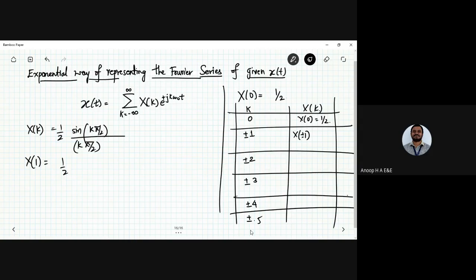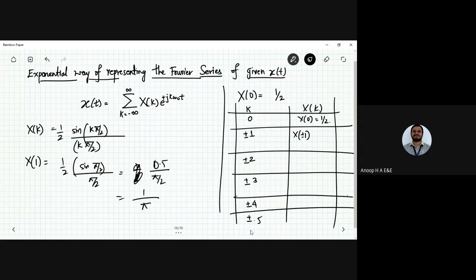So 1 by 2, sine pi by 2, which is 1, divided by pi by 2. What's the value of x of 1? Can anyone tell me quickly here? Yeah, so 1 by 2 sine pi by 2 is 1, divided by pi by 2. So 1 divided by what's the value? 1 by 2 can be written as 0.5 divided by pi by 2. So 0.5 divided by pi by 2 would be written as 1 divided by pi. So x of 1 is equal to 1 by pi.